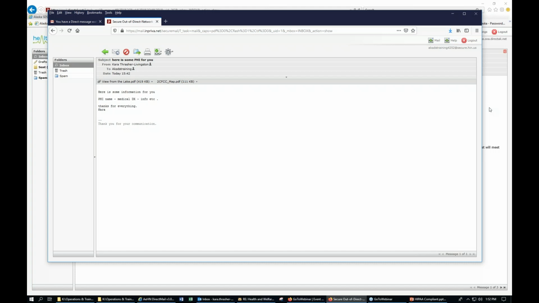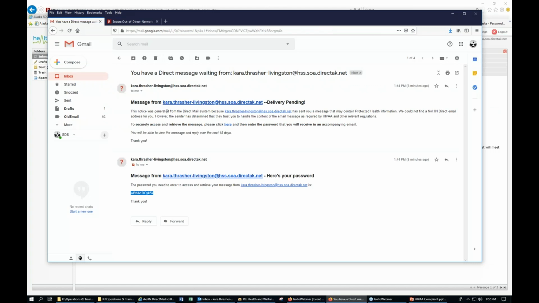Yeah, the person doesn't have to have a profile. They don't have to have a username. They don't have to remember any of that. They just need to copy that password and go to the link. They can go back to their Gmail that they got and just use that same link and that same password for 15 days. It says here you will be able to view the message and reply over the next 15 days. They're not going to get a new thing every time they respond. It's just the same link and the same password for 15 days between you and them.